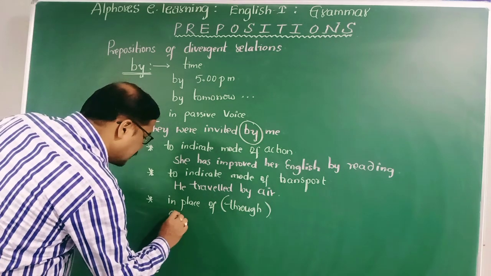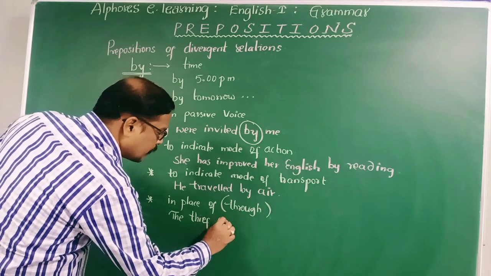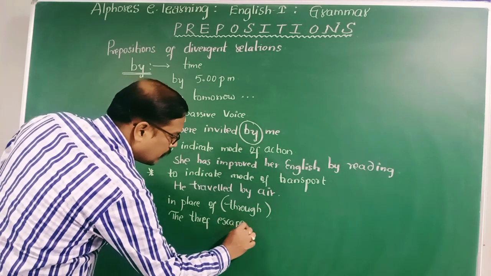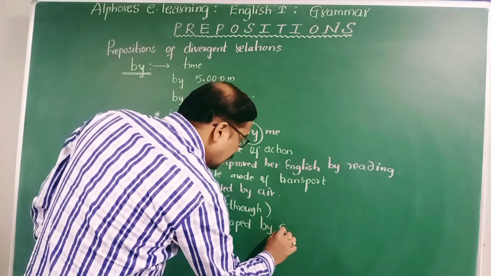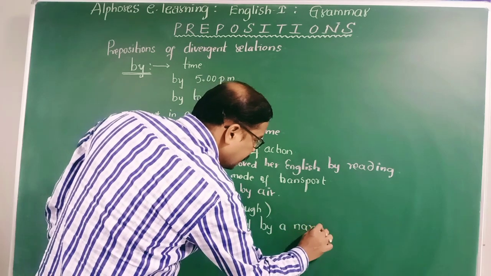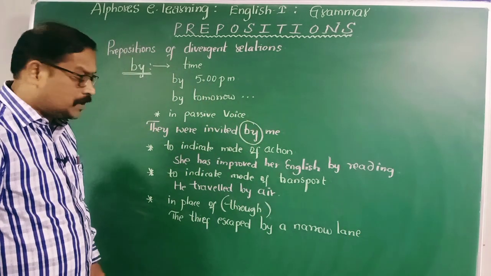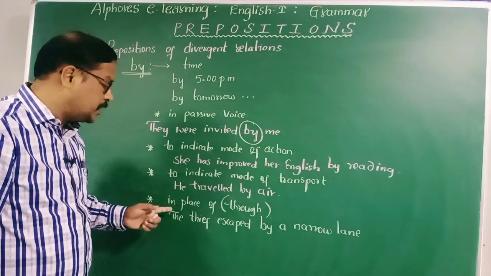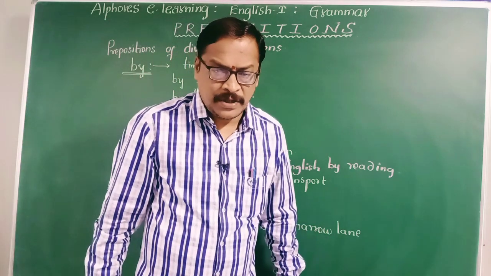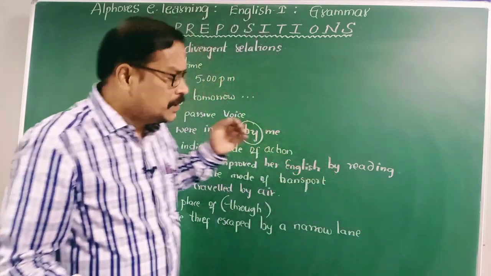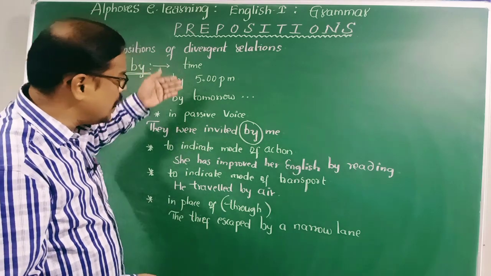Okay, the thief escaped by a narrow lane. The thief escaped by a narrow lane. That means the thief escaped through a narrow lane. So in different contexts, this particular by preposition is used. Just have a glance.